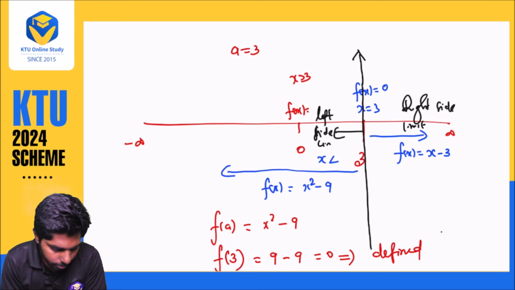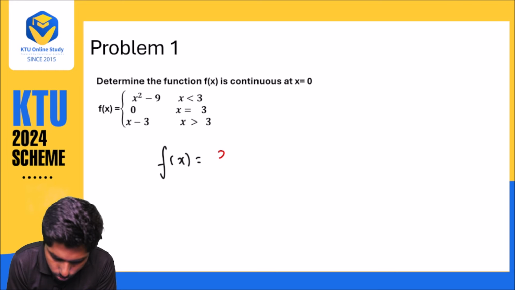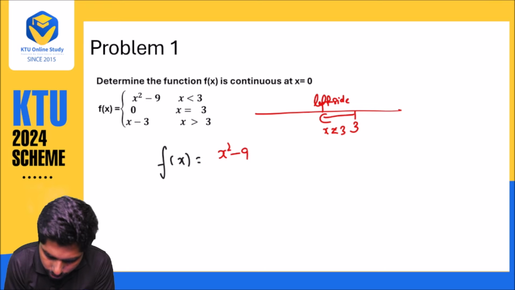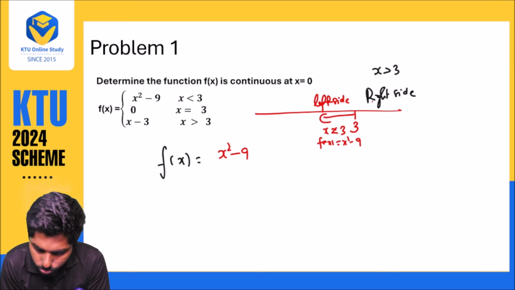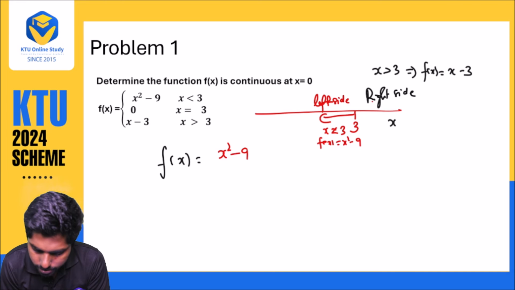What is the left hand side limit? The left hand side limit of f of x is x square minus 9, where they have mentioned x is less than 3. Less than 3 means left hand side. And here they have given f of x is equal to x square minus 9. And on the right hand side, x is greater than 3, f of x is equal to x minus 3. So here x minus 3.